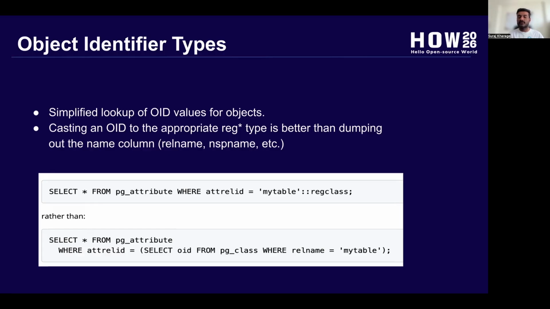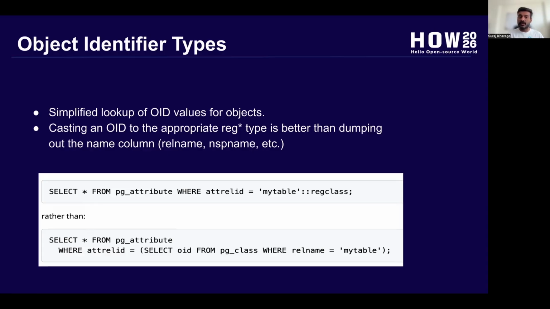For example, if you want to list all the columns which a particular table has, then my query with the object identifier type is: select star from pg_attribute where attrelid is equal to 'mytable', cast operator, and then regclass. regclass is an object identifier type to find the objects for class, or we can say tables. So this will list all the columns that exist for a table called mytable.